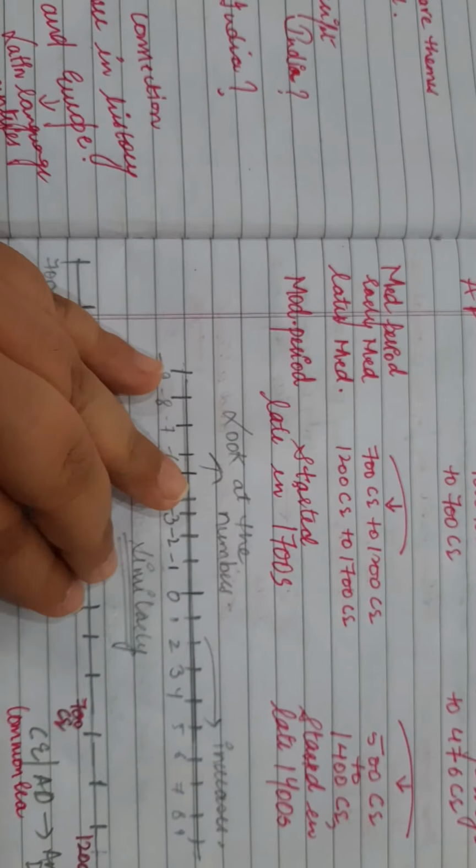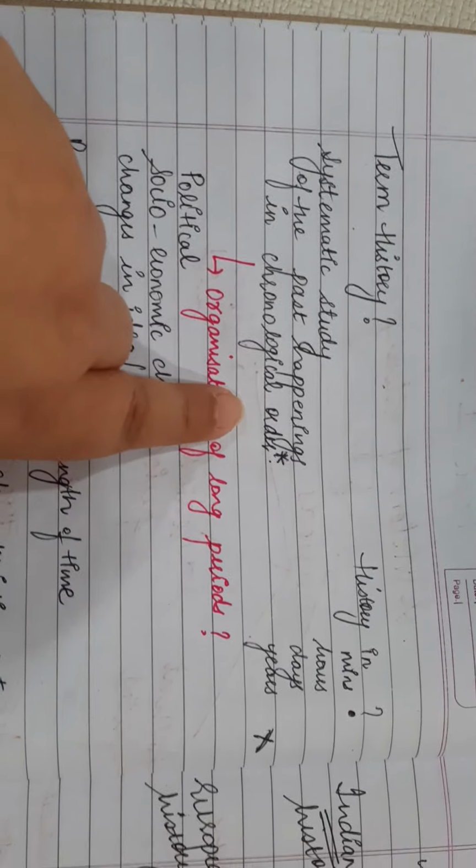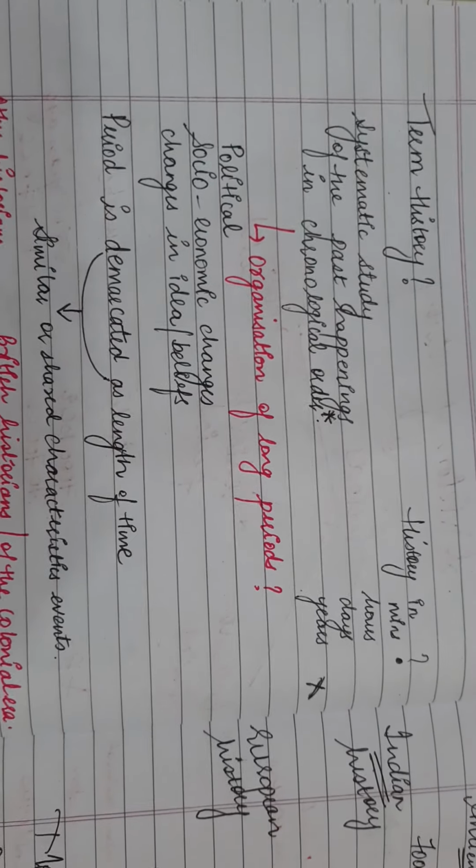Let's have a quick look at our concept pages. Here we're going to deal with page number 10 and page number 11. Let's have a look at my notes. What is the term history? It simply means the systematic study of past happenings in chronological order. The order in the form of dates.